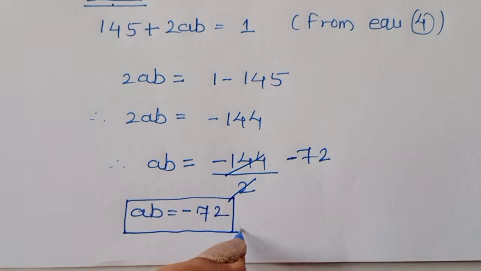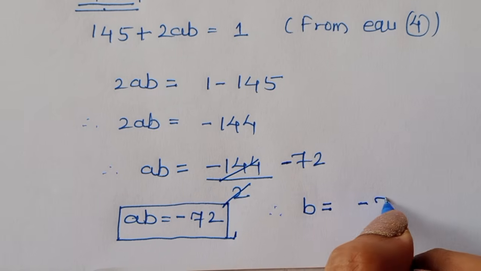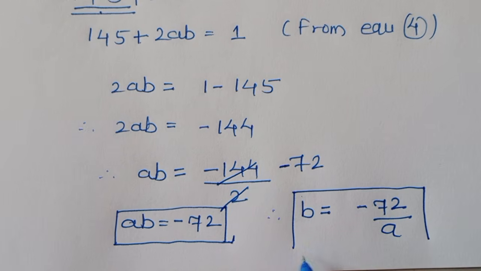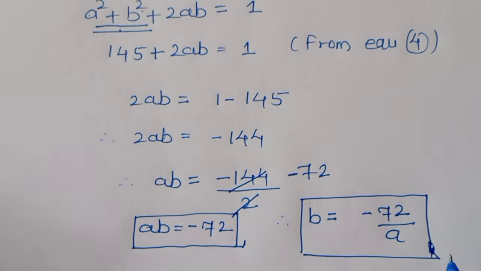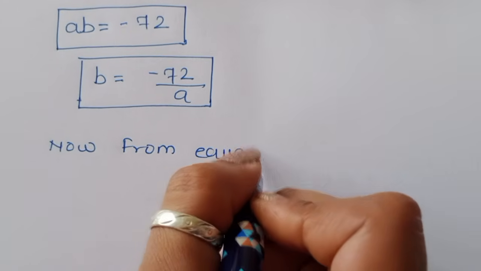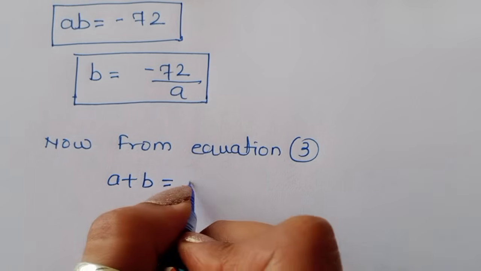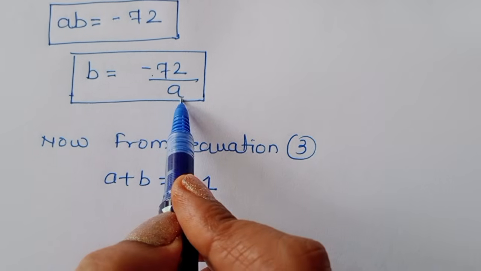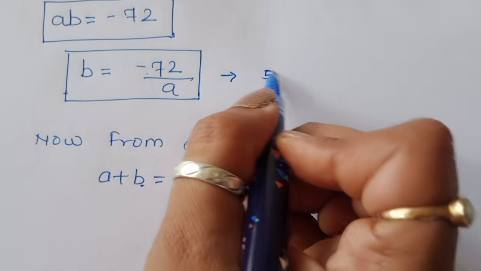Therefore we can say the value of b is equal to minus 72 by a, right? We need these two values in future. Now from equation 3, a plus b is equal to minus 1, right? And the value of b is equal to minus 72 by a. So we can substitute this value here. You can say this is equation number 5.